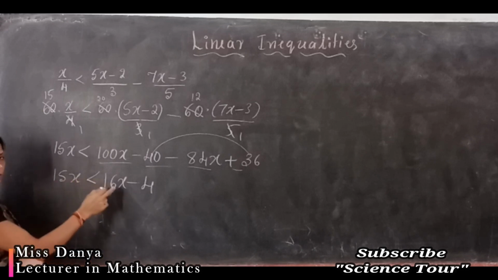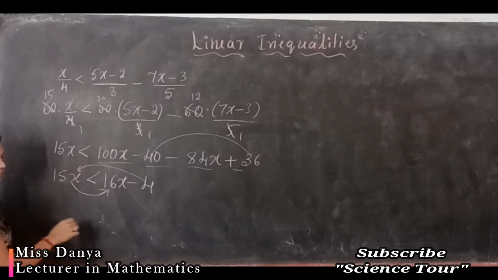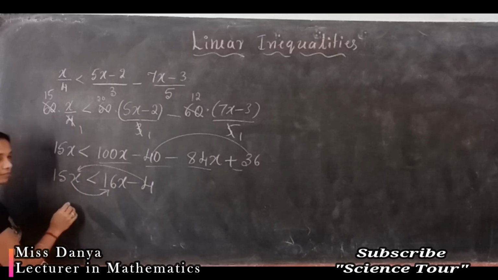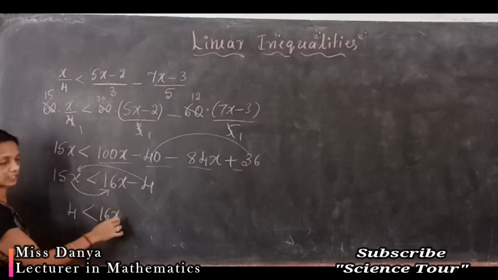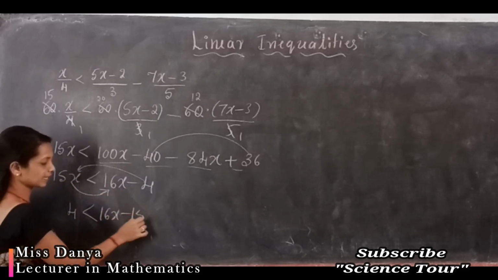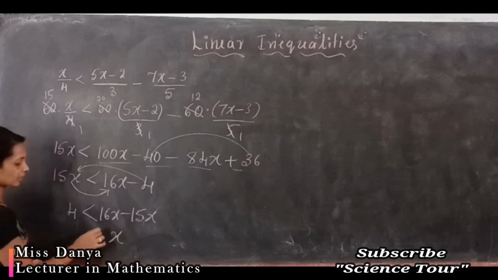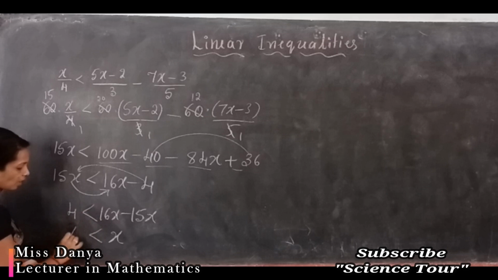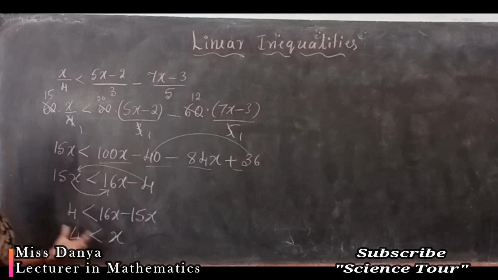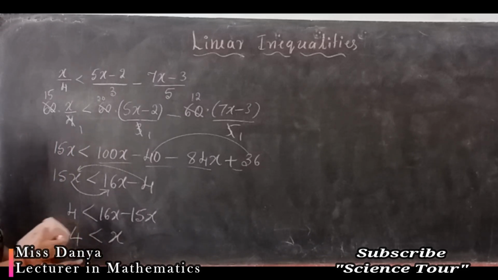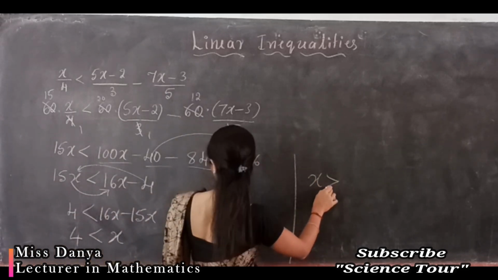Now the x term is larger on the right side, so shift the x term to the right side, and minus 4 you shift to the left side. So then what you will get: minus 4 on the left side becomes plus 4, symbol as it is, and here 16x is already there on the right side, and 15x you have to shift to the other side as minus 15x. 16x minus 15x is x, and here you have 4. So 4 less than x, but usually we write x on the left side, so you write this inequality in another way: x greater than 4.